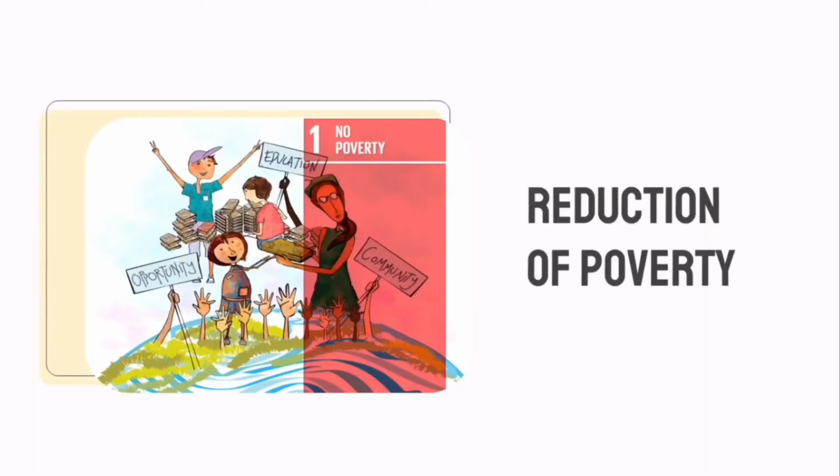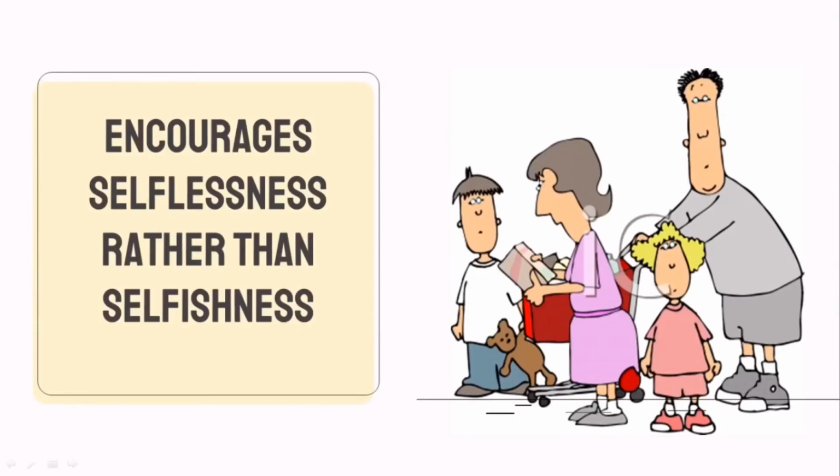The second one is reduction of poverty. The state provides a minimum basic income for those who are unemployed, sick, or unable to work. The third one is that it encourages selflessness rather than selfishness. It does not pursue profit as its highest goal, but social cohesion and common goods.